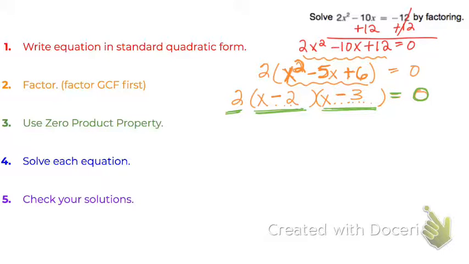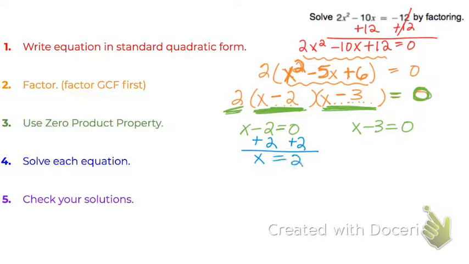So if we look at the first one, 2, we know 2 isn't 0, but we don't know what x is, so maybe x minus 2 is 0. If x minus 2 is 0, then if we multiply that, we know the answer would be 0. Or maybe x minus 3 is 0. If x minus 3 is 0, then if we multiply these three numbers, the answer would be 0. So those are our two equations from the zero product property. Now if we solve those two equations, we're going to have our two solutions.